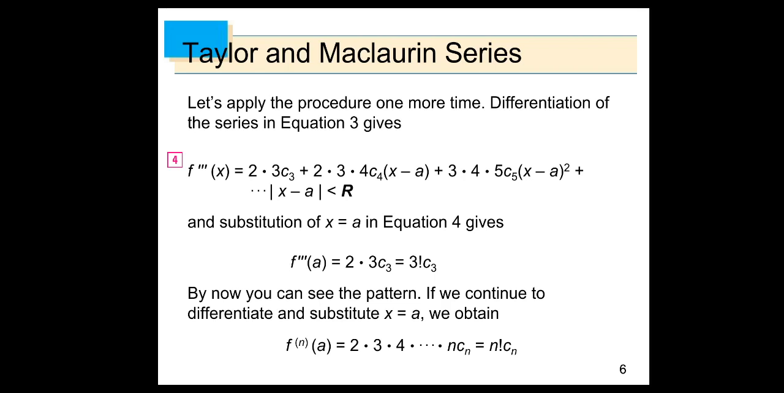So when we continue to do this and we see the pattern over here, it becomes f nth derivative of a equal to 2 times 3 times 4 up to n times c sub n, and it will be equal to n factorial c sub n, right? Because we keep doing the differentiation, and in order to achieve our last possible differentiation, it would be n factorial c sub n.